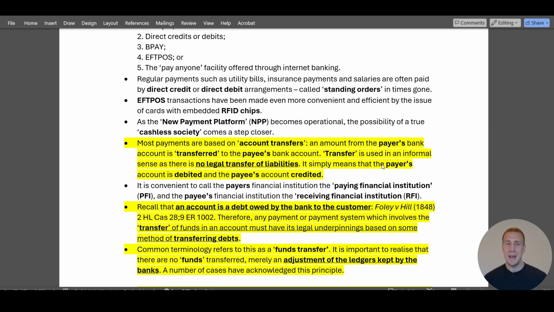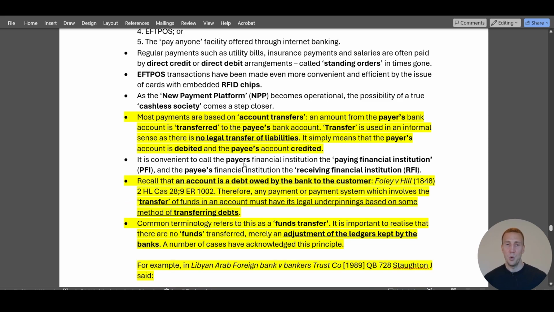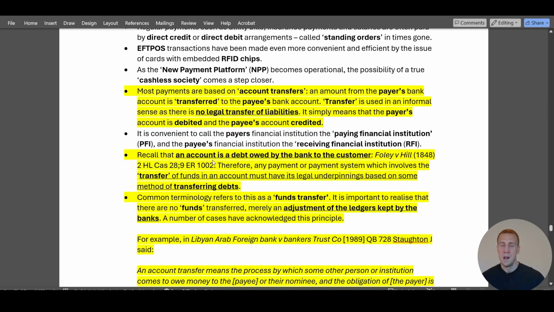It simply means that the payer's account is debited and the payee's account credited. It is convenient to call the payer's financial institution the paying financial institution, PFI for short, and the payee's financial institution the receiving financial institution, RFI for short. Recall that an account is a debt owed by the bank to the customer.